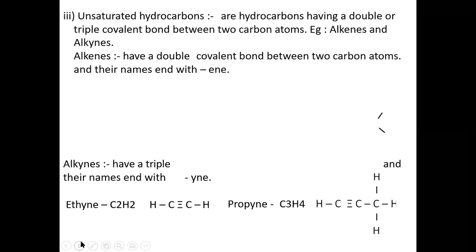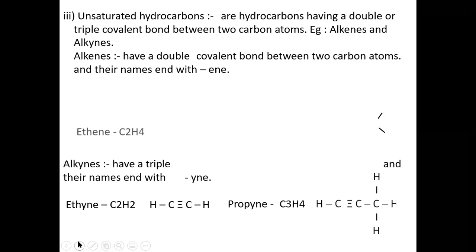Next, we will discuss unsaturated hydrocarbons. Unsaturated hydrocarbons are the hydrocarbons having a double or triple covalent bond between two carbon atoms. For example, alkenes and alkynes. What are alkenes? Alkenes have a double covalent bond between two carbon atoms and their names end with ENE.